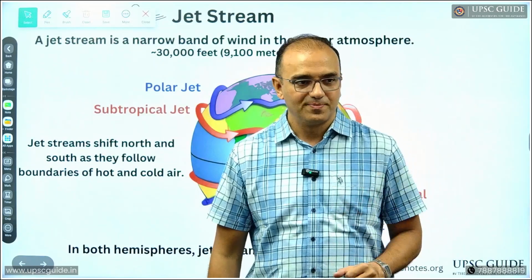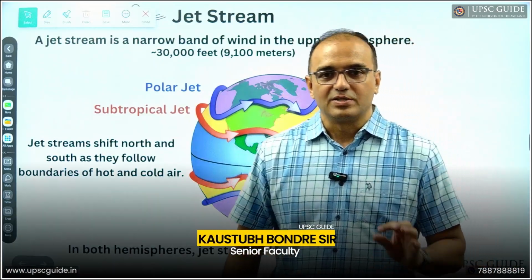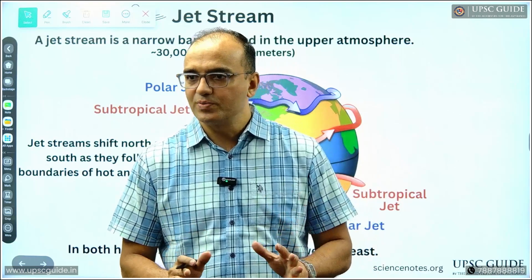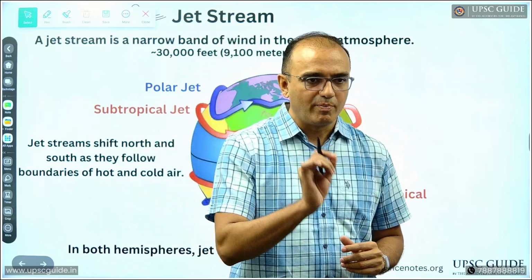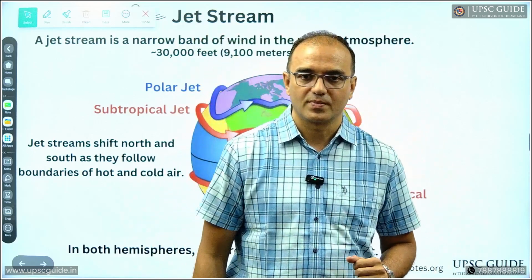What is a jet stream? Jet streams are localized bands of high velocity winds in the upper atmosphere. They generally blow from west to east. High velocity winds, 150, 200, 250 km per hour speed. Can you imagine? It's a huge velocity.